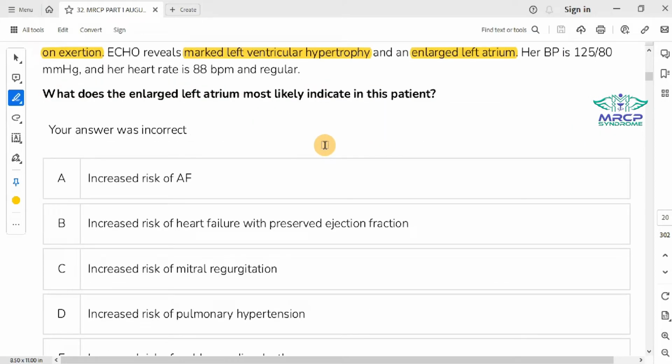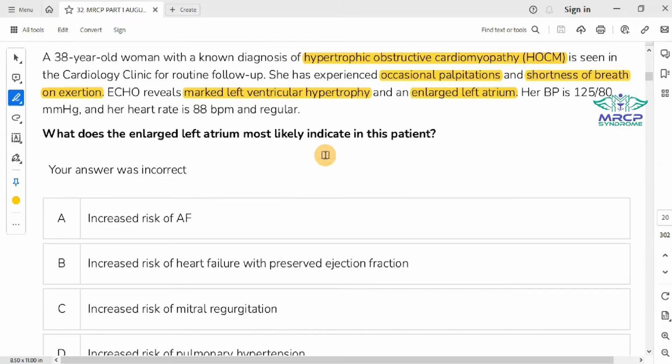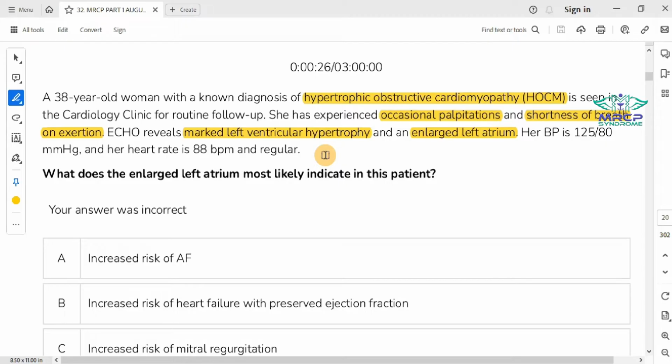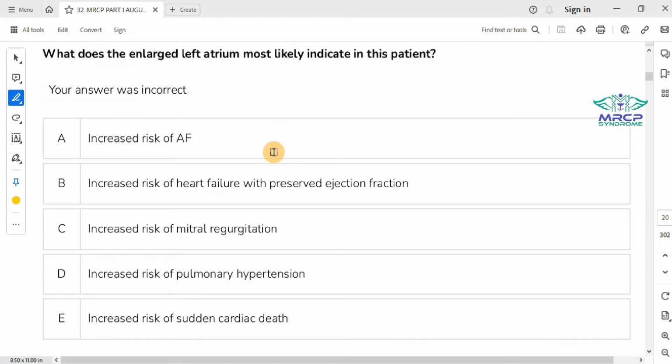Increased risk of atrial fibrillation, increased risk of heart failure with preserved ejection fraction, increased risk of mitral regurgitation, increased risk of pulmonary hypertension, or increased risk of sudden cardiac death. So what is the implication or sequelae of left atrial enlargement in case of HOCM? So what should be the implication?